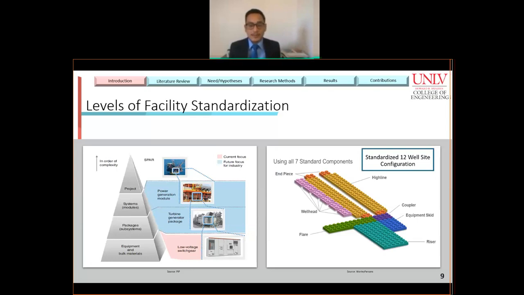This figure shows 7 standard components for a well site configuration in differently colored Legos. You can see that this is a systems level standardization. This is one of the configurations that is possible, components coming together in a standardized facility. I hope this gives you an idea of how facility standardization works.